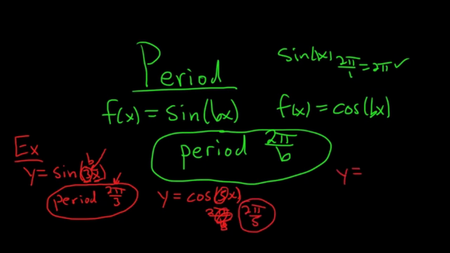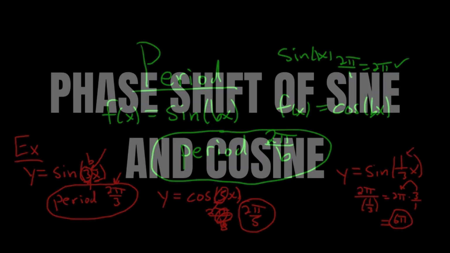Now, if you had something like sine 1/3 x, that's a little bit different. In this case, it gets traced out slower. So the period would be 2 pi over 1/3. That's 2 pi times 3 over 1, because division is multiplication by the reciprocal. So here we get 6 pi. To find the period, all you do is take 2 pi and divide it by the number in front of the x. That's it.